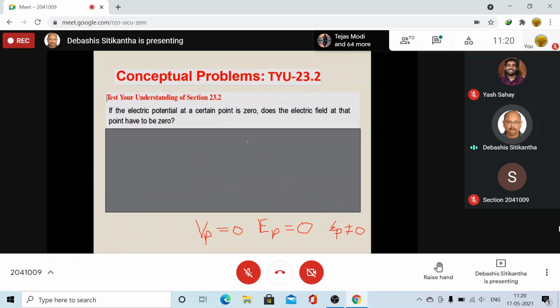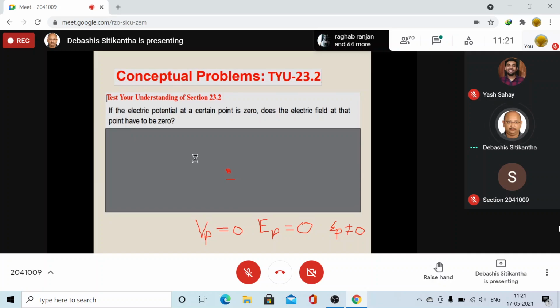Okay, at least you have given a try and it is quite correct. Sir, so then we can take two equal charges of opposite polarity. Yes, that is what you need to answer. Very good. That's correct.